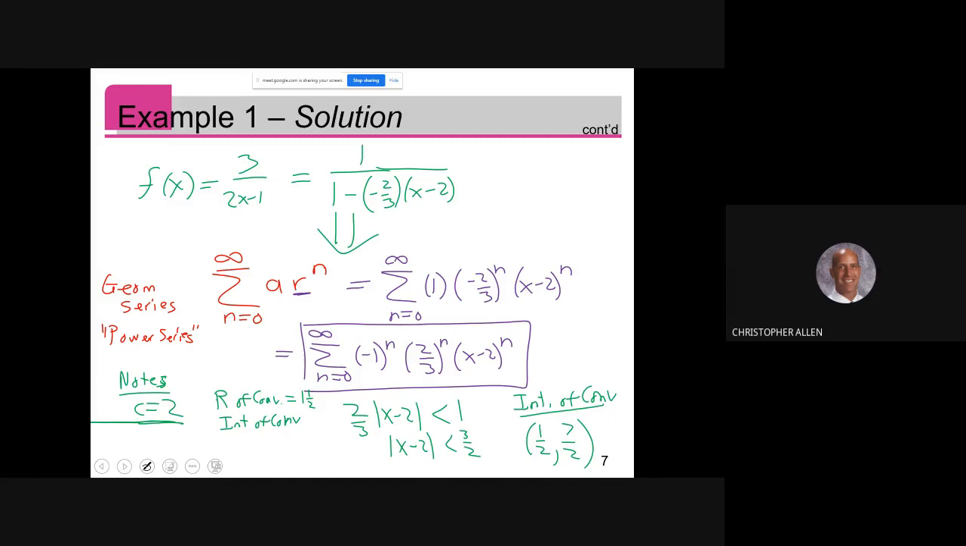Now I will note, you do not need to check the endpoints here. The reason that you do not need to check the endpoints here is because we built this on a geometric series. Since we built it on the geometric series, we know that those endpoints are going to diverge. Just like I said a few minutes ago, in fact, let me circle this here, and put a box on that, because that's part of the answer. So I'll put answer.